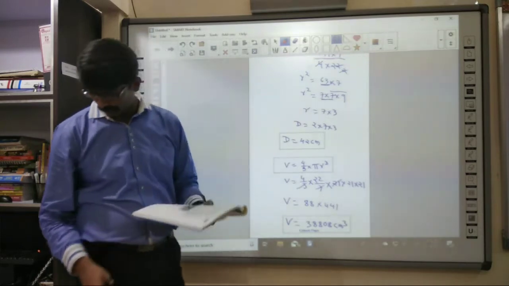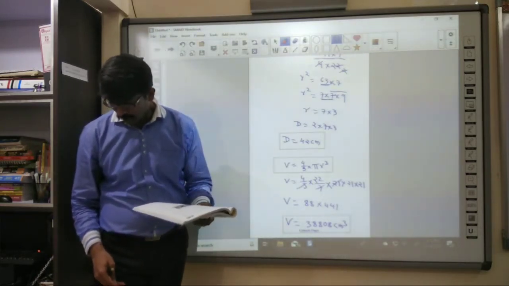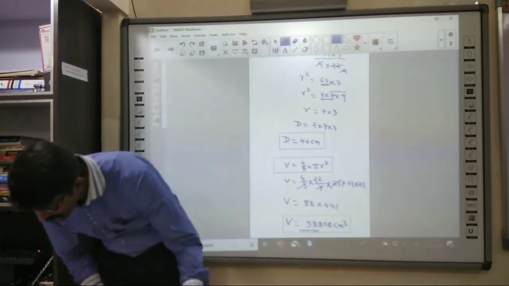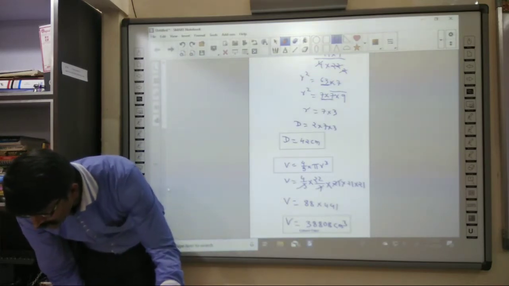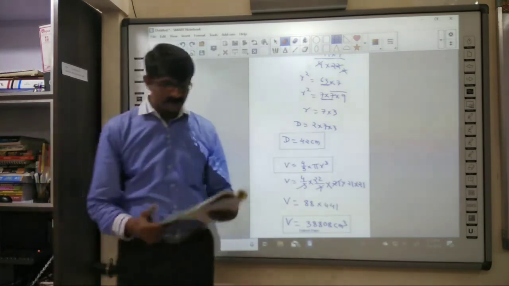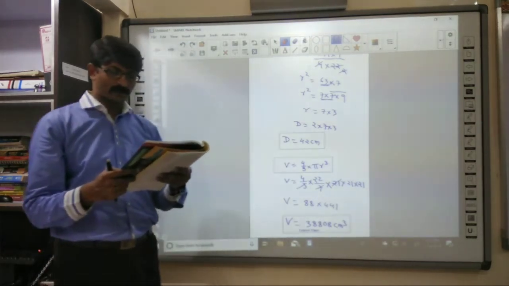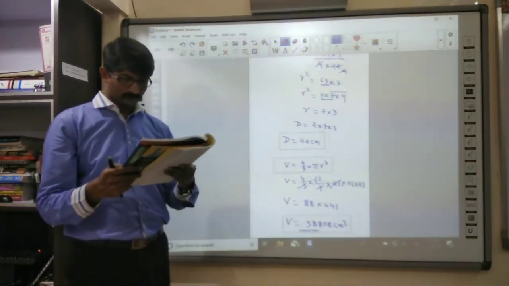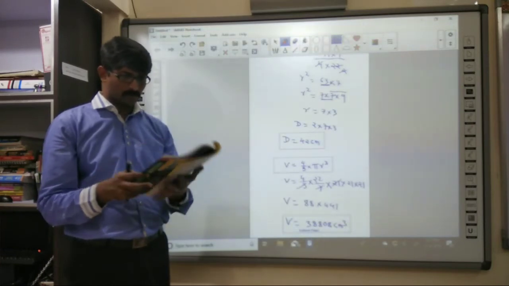Most of you might have said, someone is saying, sir, do one sum with rising water level. Okay, rising water level.